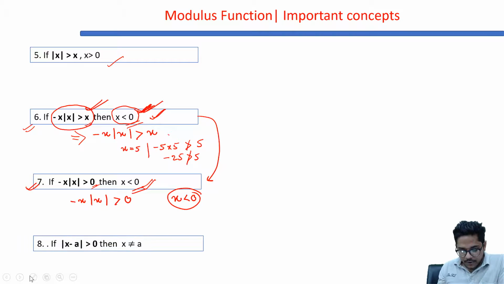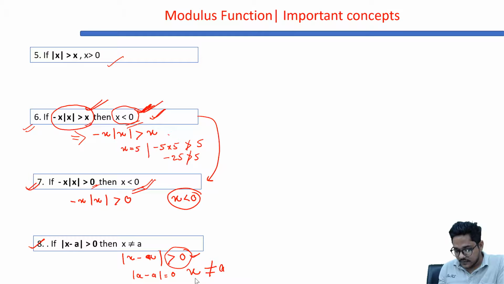Now the other important property, a very simple and obvious property: if modulus of x minus a is greater than 0, then x cannot equal a. What happens when x equals a? When x equals a, x minus a will equal 0, and we have to make it greater than 0. So x cannot equal a.